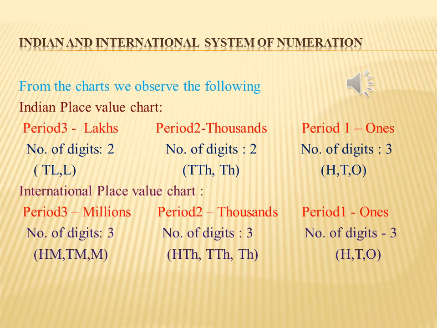Now coming to international place value chart, period 3 is millions period, where the number of digits is 3, which is millions, 10 millions and 100 millions. Period 2 is thousands period where the number of digits is 3, which is 1,000, 10,000 and 100,000. And period 1 is ones period where the number of digits is 3, which is ones, tens and 100. Hope you all have understood the difference between Indian place value chart and international place value chart.